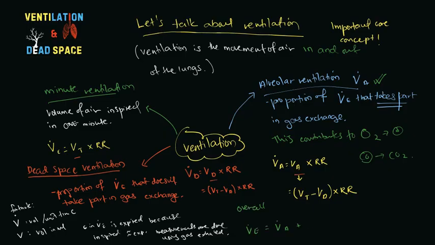So if you take a step back and see ventilation in a bigger picture, you can see that minute ventilation is actually the sum of both alveolar ventilation and dead space ventilation.